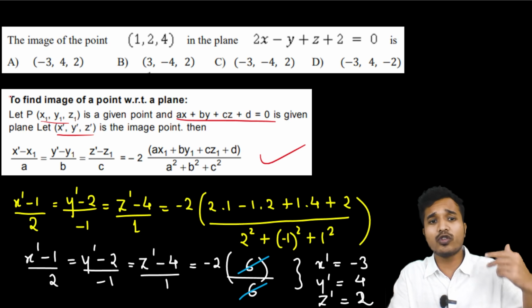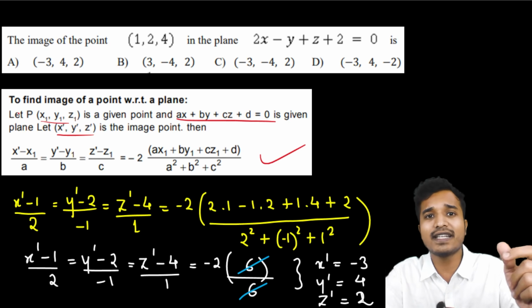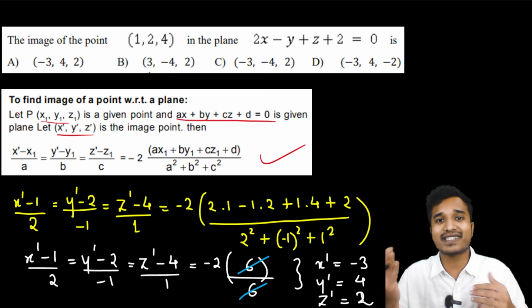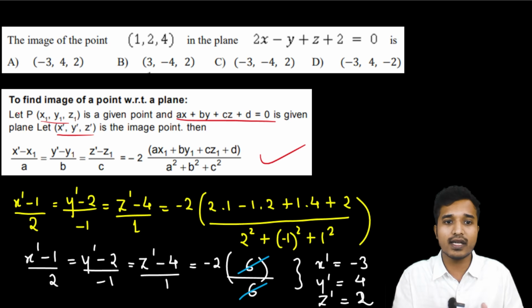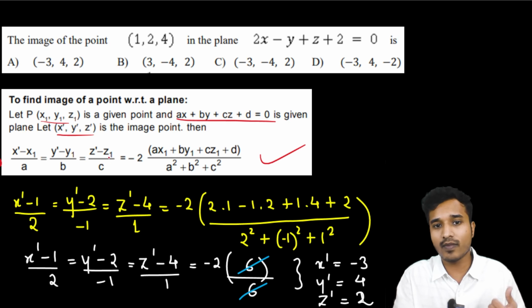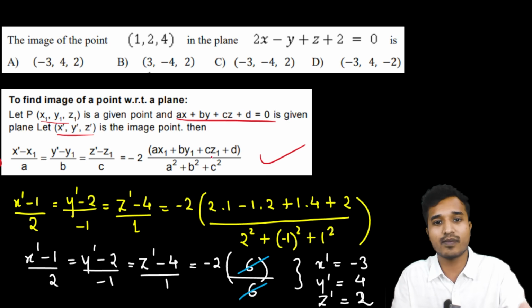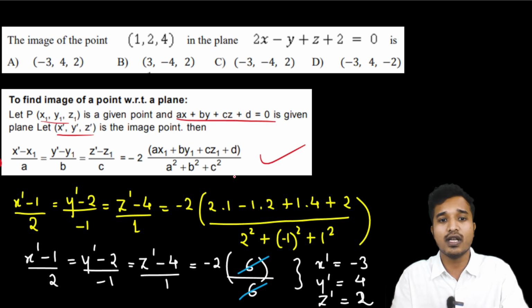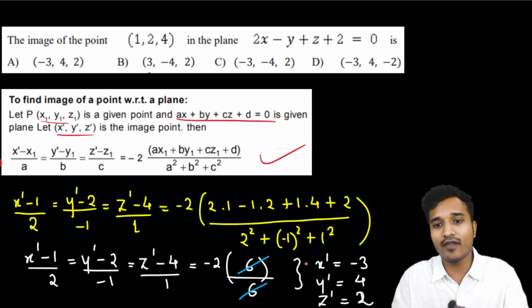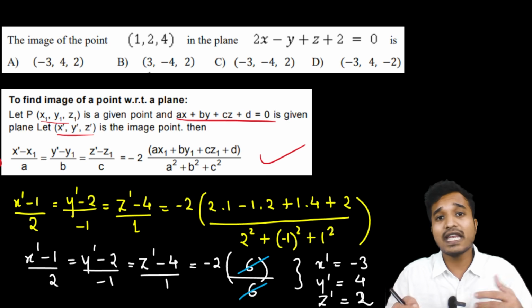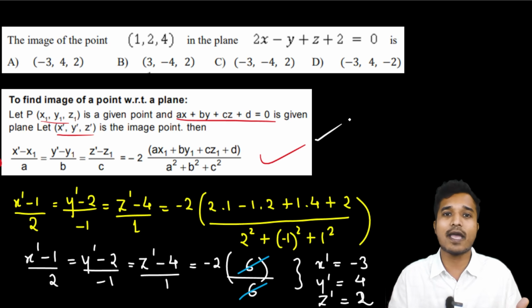Similar to the equation which we use to find the image of a point along a straight line in 2D geometry, this formula is there. So x dash minus x1 by a is equal to y dash minus y1 by b is equal to z dash minus z1 by c is equal to minus 2 into ax1 plus by1 plus cz1 plus d divided by a square plus b square plus c square. So using this, we will get the values of x dash, y dash and z dash. But again, I would say this is also a lengthy approach.